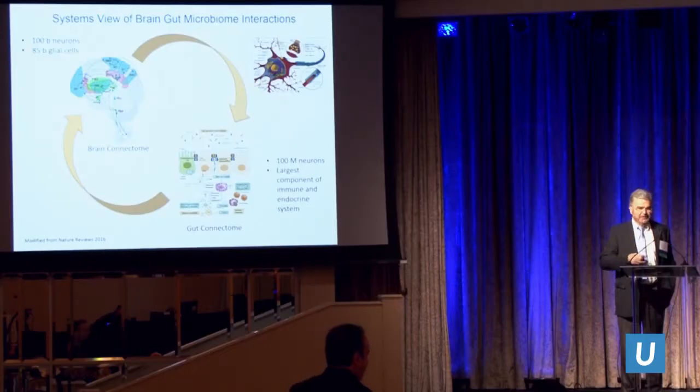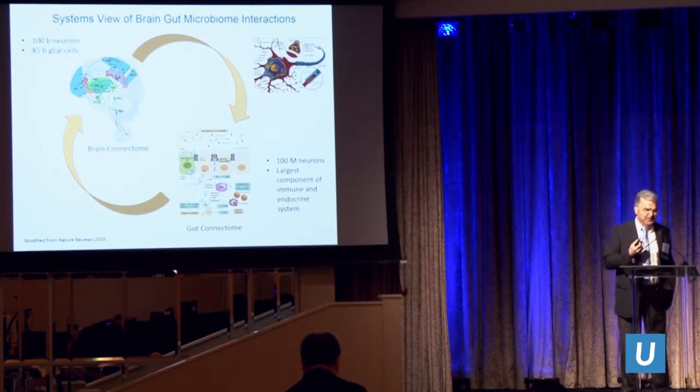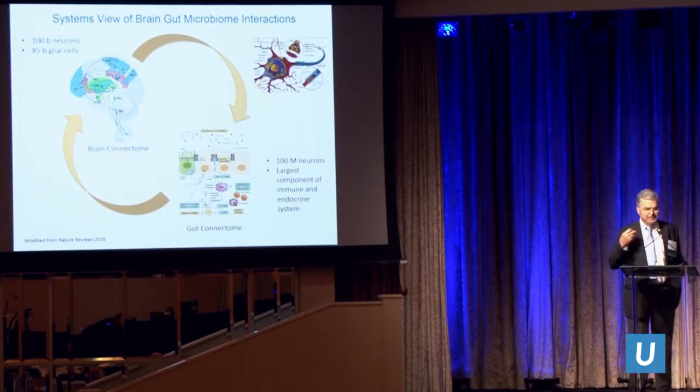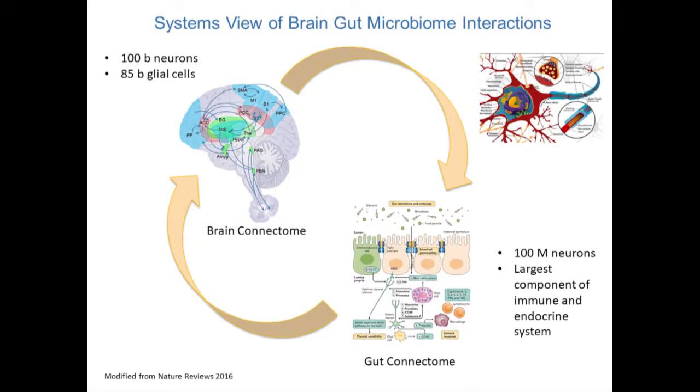So we put this all together. We have a very complicated system, 100 billion neurons, 85 billion glial cells in the brain, so the immune cells, 100 million neurons in the gut, and I mentioned that earlier, the components.